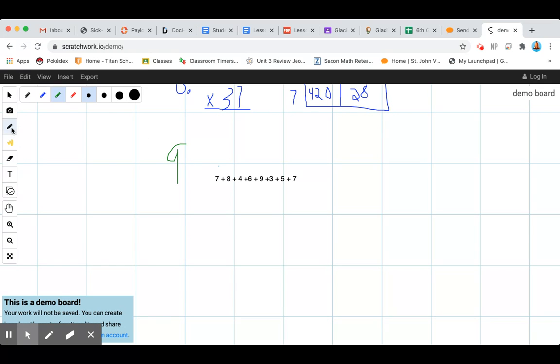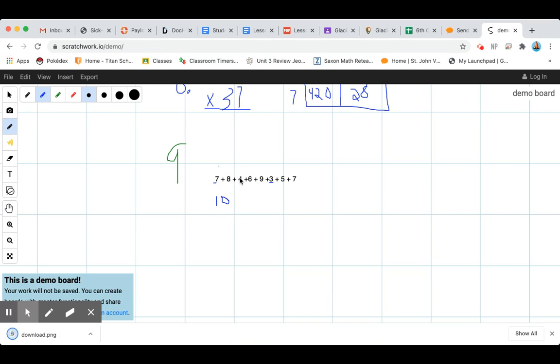So the easiest way to do this would be to group tens, I think. So I noticed that I have 3 and 7, so that right there makes 10. And then I also have 4 and 6 together, so that gives me another 10. Then we have 8 plus 7, which is 15, but then plus 5 gives me, guess what? Another 10. So 20.